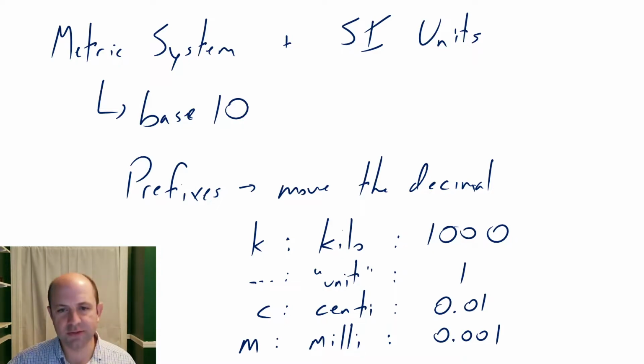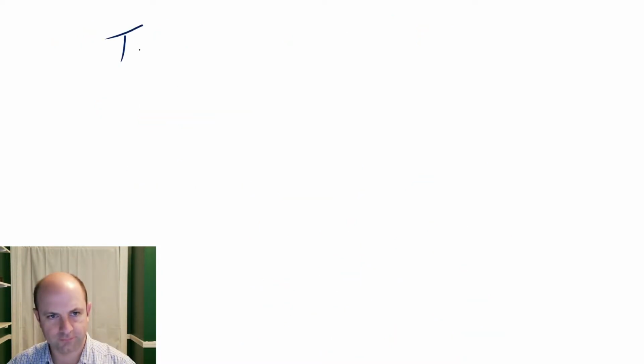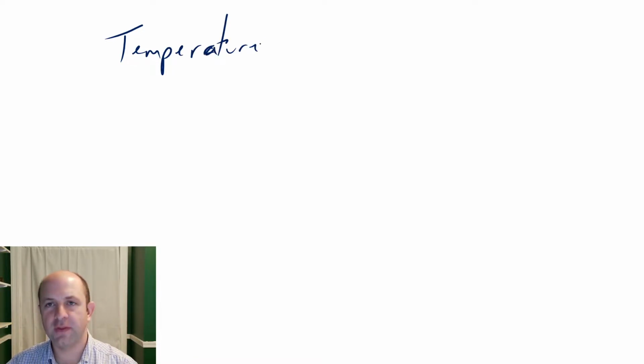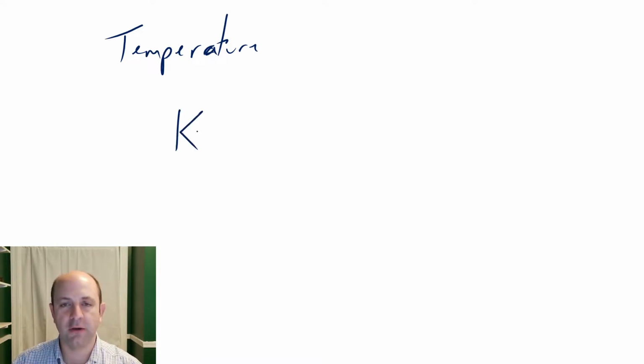The next thing is with temperature. For these, we don't use Fahrenheit, so I'm not even going to put up the conversion. We just will not use Fahrenheit. The conversion you need to know is the SI unit for temperature is Kelvin. This is the absolute scale where 0 Kelvin is absolute 0.